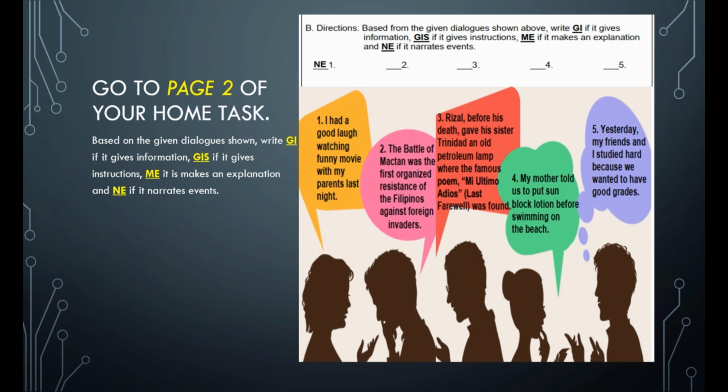Based on the dialogues that we just read, write GI if it gives information, GIS if it gives instruction, ME if it makes an explanation, and NE if it narrates an event. For the first dialogue, it is NE, because the speaker is narrating an event that happened to her last night. Are you ready to answer the rest? Let's go!